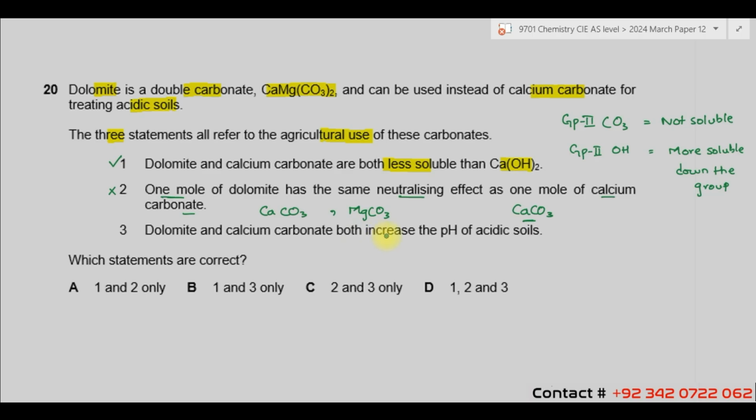Dolomite and calcium carbonate both increase the pH of acidic soils. Carbonates can react with acid to form salt and water and release CO2. So the acid is neutralized into water. The third option seems correct because acidic soils can be neutralized by adding carbonate. So 1 and 3 are correct. The correct answer is therefore B.